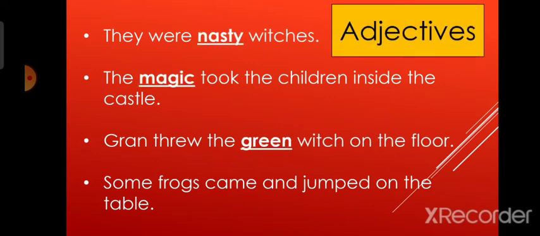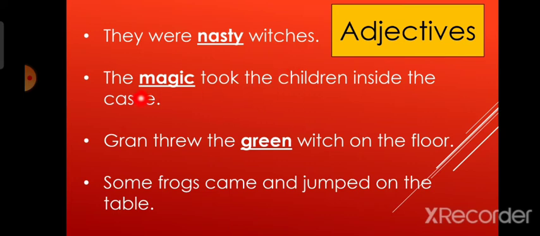That's great. Look at the answers. The first sentence is, they were nasty witches. The word nasty is an adjective. Nasty is describing the witches. Yes. Nasty witches. Witches is a noun and adjectives describe the nouns. Here the word nasty is describing the word witches, that is a plural noun.